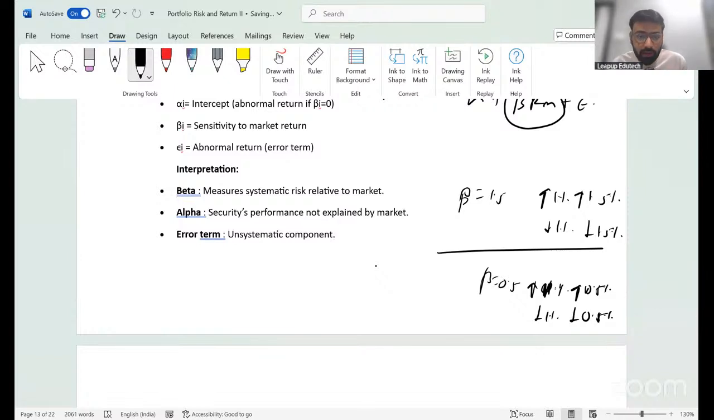So tomorrow, if the return on the market is 10% and my stock has a beta of 1.5, what is the expected return from my stock? 15%.